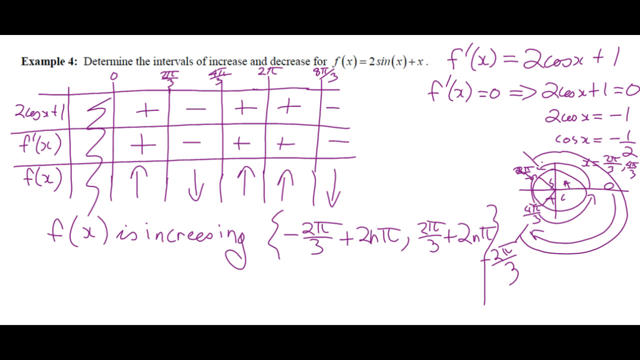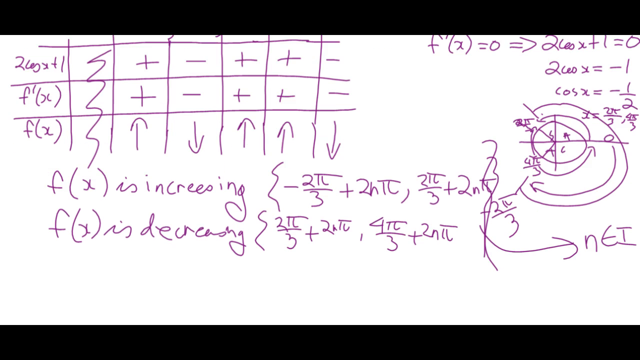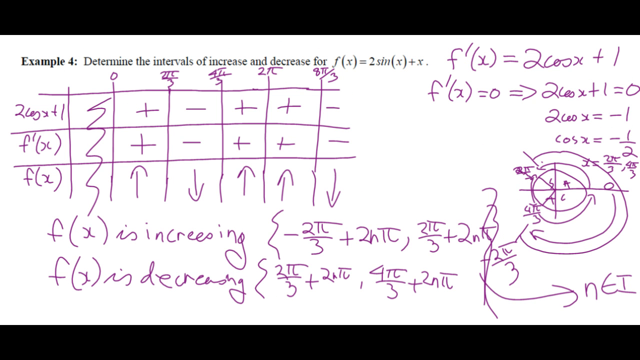Because I'm also going to say f of x is decreasing from 2 pi over 3 to 4 pi over 3, right? So 2 pi over 3 plus 2n pi to 4 pi over 3 plus 2n pi, where for all of this, n is an integer, right? But whether it's increasing or decreasing, the n's need to be any integer. Okay, so that's kind of how we're looking at this, rather than just doing sort of a, okay, where do I start? Well, you're really starting here to here, and you're negative in here.